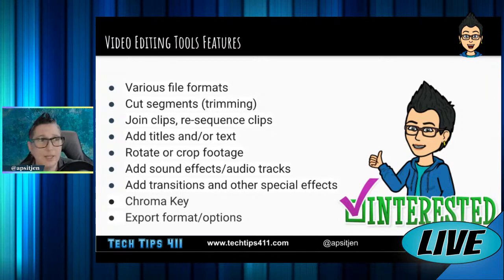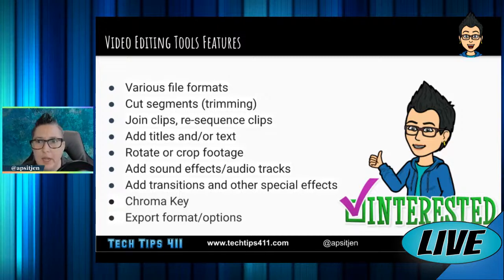One of the first things I look at is the video file formats. That means what can I bring in and what does it spit out? Whether or not I can cut segments or trim things, that's kind of important for me. Whether I can join clips and resequence them. That means if I drop one in and move it around, can I do that? Can I add titles and or text? Those are things that I look for as well. Can you rotate or crop your footage? Can you add sound effects, audio tracks, add transitions and other special effects?